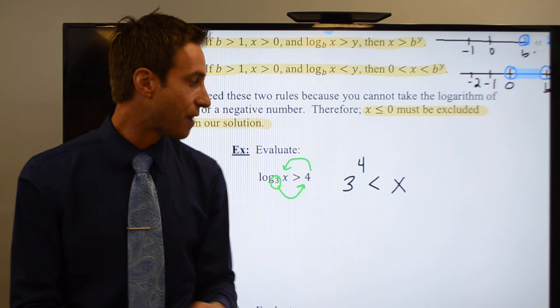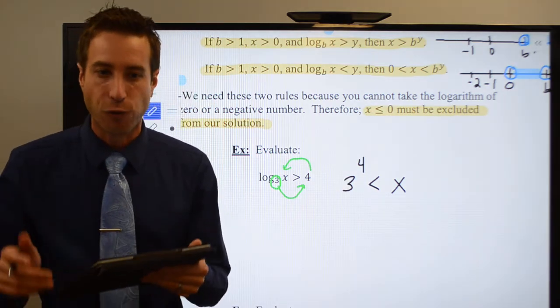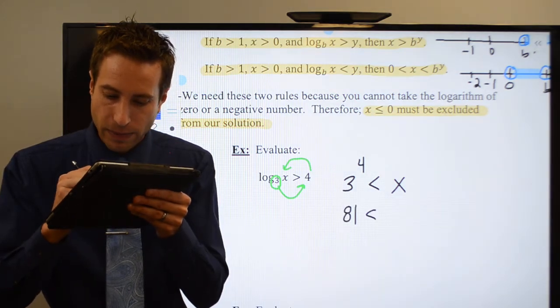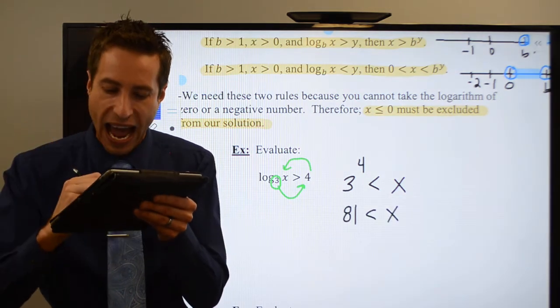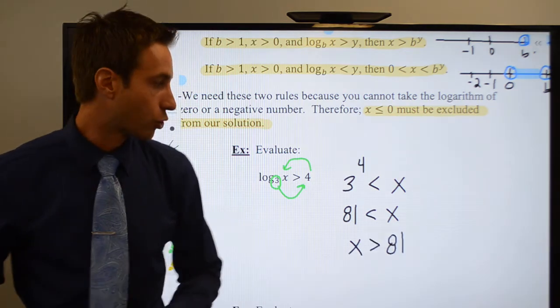Well, now it's really very simple. What is 3 to the 4th power? Well, 3 to the 4th power is 81. So I have 81 is less than x, or x is greater than 81. X is greater than 81.